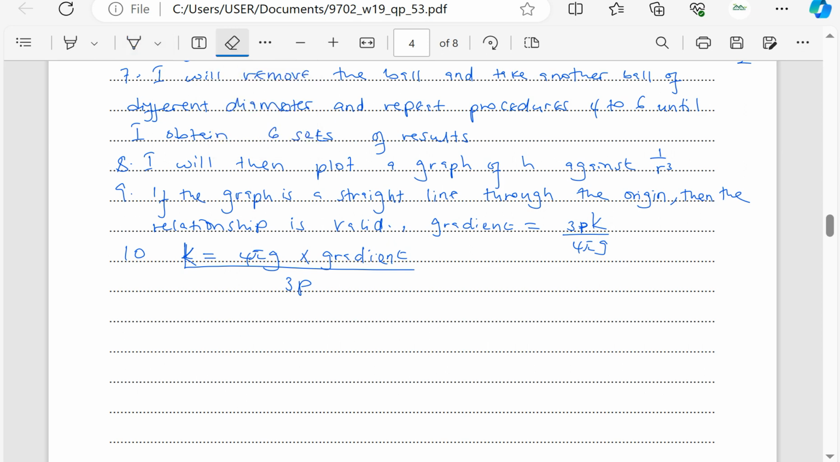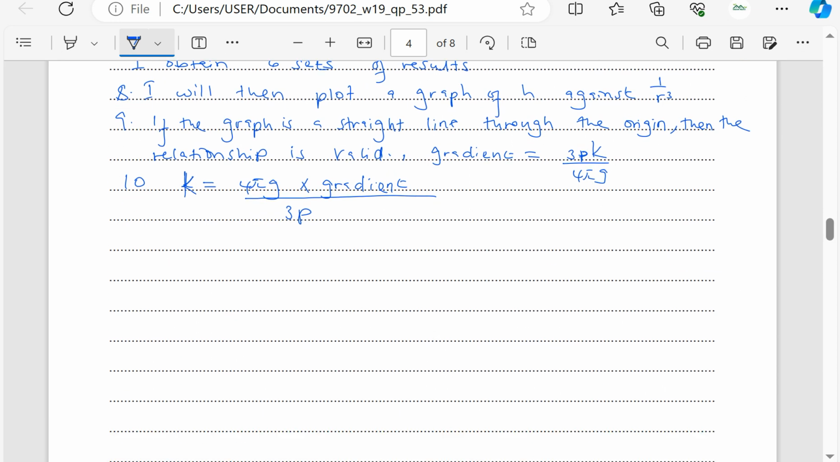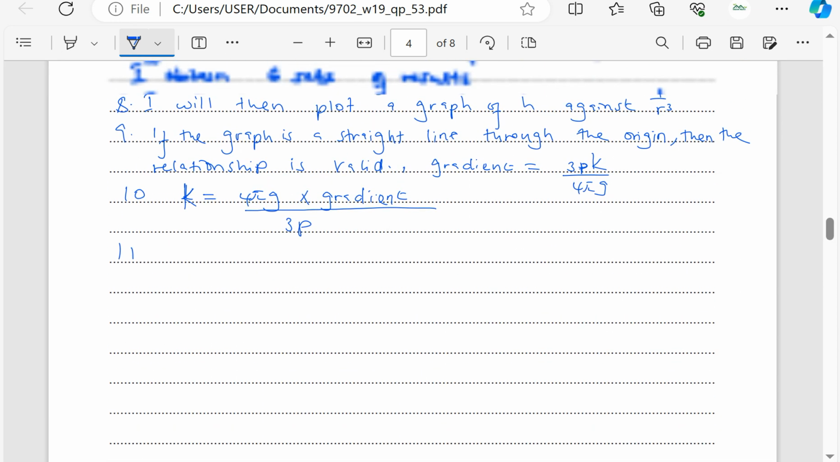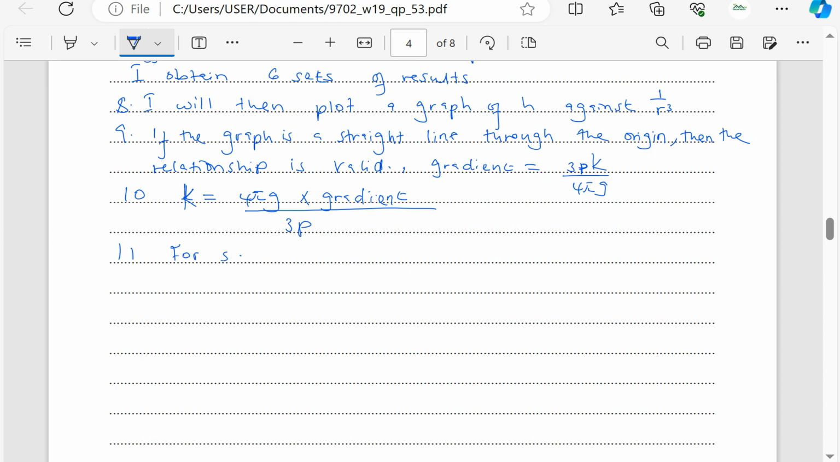What am I writing? So k is equal to 4 pi g times the gradient divided by 3p. That is k. Then what is remaining is safety precaution. For safety, I will use a tray to collect the ball and to prevent it from rolling on the floor or bouncing.